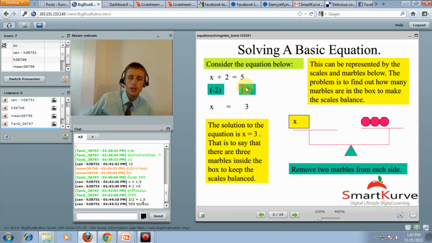Consider the equation below. X plus 2 equals 5. You want to subtract 2 from each side, so you isolate the x, you get it alone. X equals 3. The solution is x equals 3. That is to say that there are 3 marbles inside the box to keep the scales balanced. Here's the x, here's the 3.